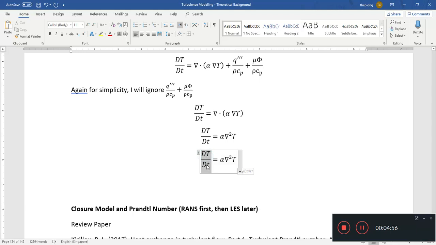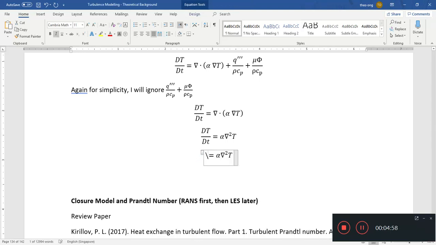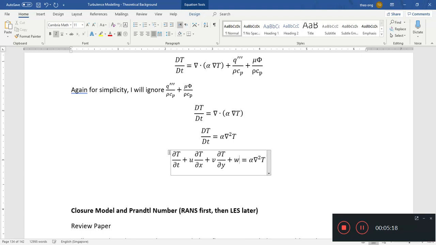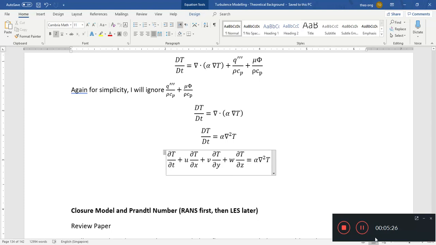Then this D by Dt I can expand out into the following: partial T by partial t, plus u partial T partial x, plus v partial T partial y, plus w partial T partial z. So this is the substantial derivative. Next we'll need to get our averaging ready.